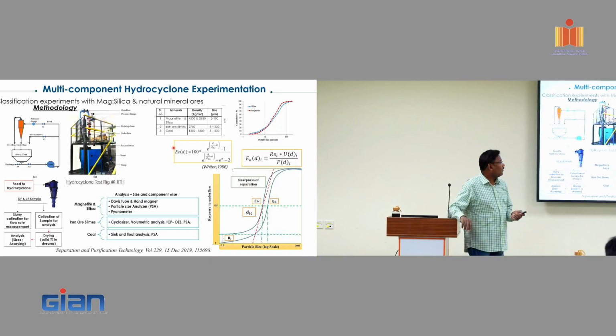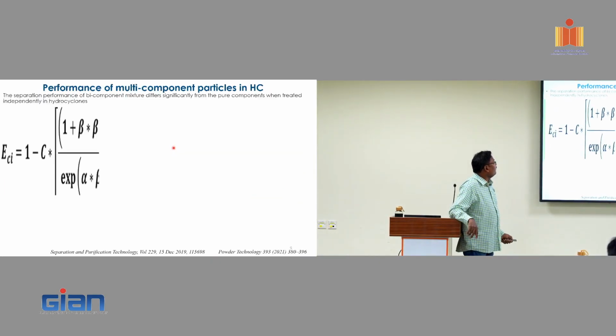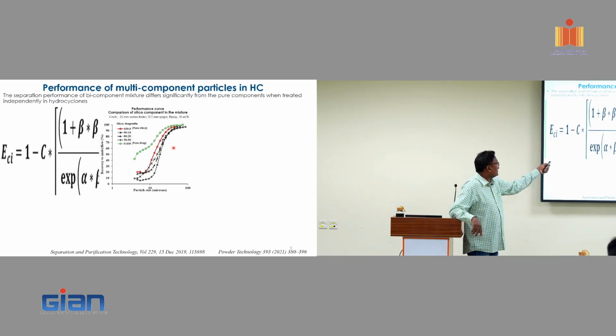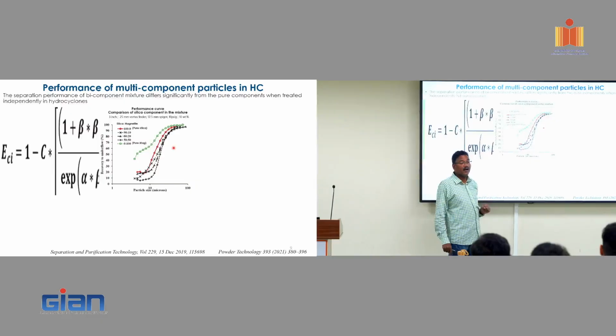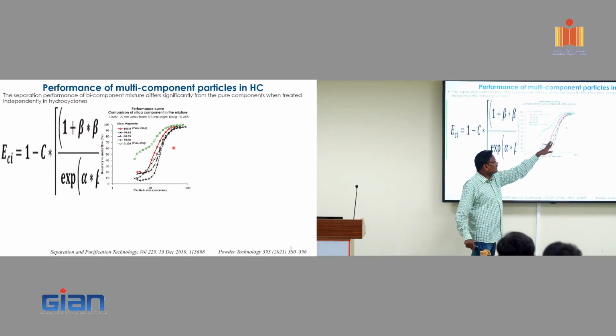So now let us see what happens in the bicomponent case. There is an image here that looks a bit skewed, but forget about it. When I conducted the experiments with our laboratory hydrocyclone, you see pure magnetite is the green color, and the red one here is pure silica. The other curves, let's forget them.